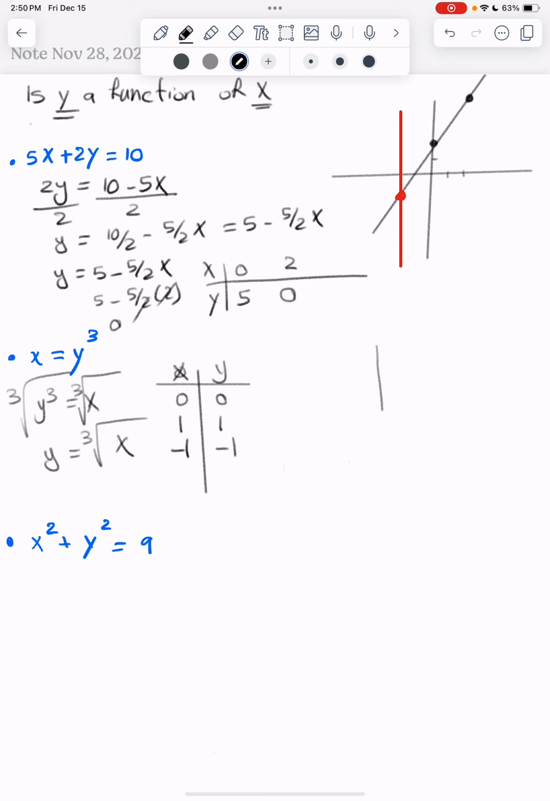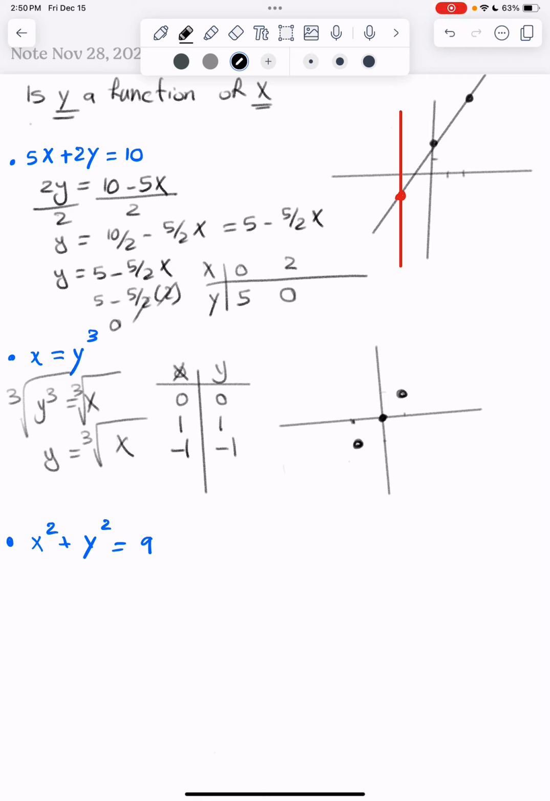Let's see how this will look so far. So I have 0 and 0. I have 1 and 1. And I have negative 1 and negative 1, which is this point. And if you see, first of all, this is a cube root. So if you're familiar with the graph of a cube root or a square root, as x gets bigger, y gets bigger as well, but at a much slower rate.